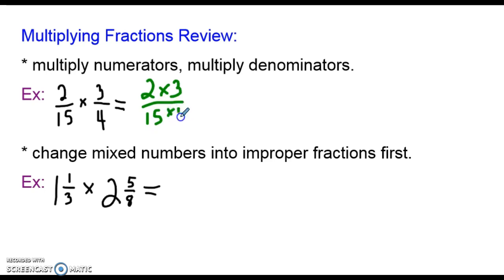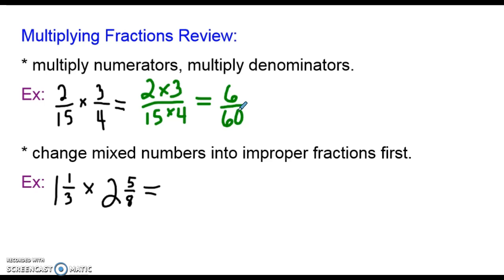So I'm going to go ahead and multiply those. I have 2 times 3 is 6, and 15 times 4. So I'm going to do this mentally. I'm going to say, okay, well, I know that double 15 is 30, so I'm going to double that again to get 60 because I'm multiplying by 4. So I have 6 over 60.